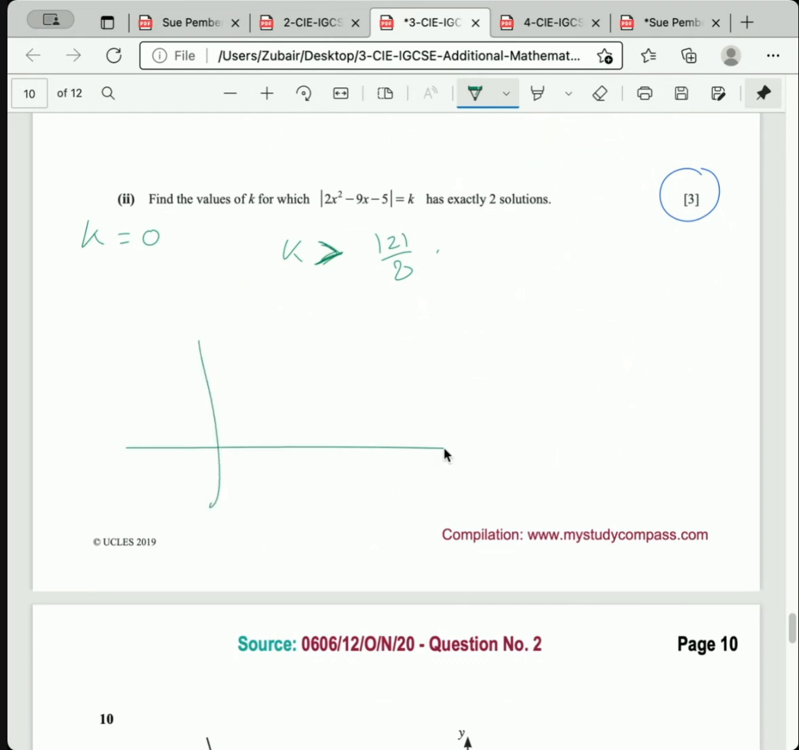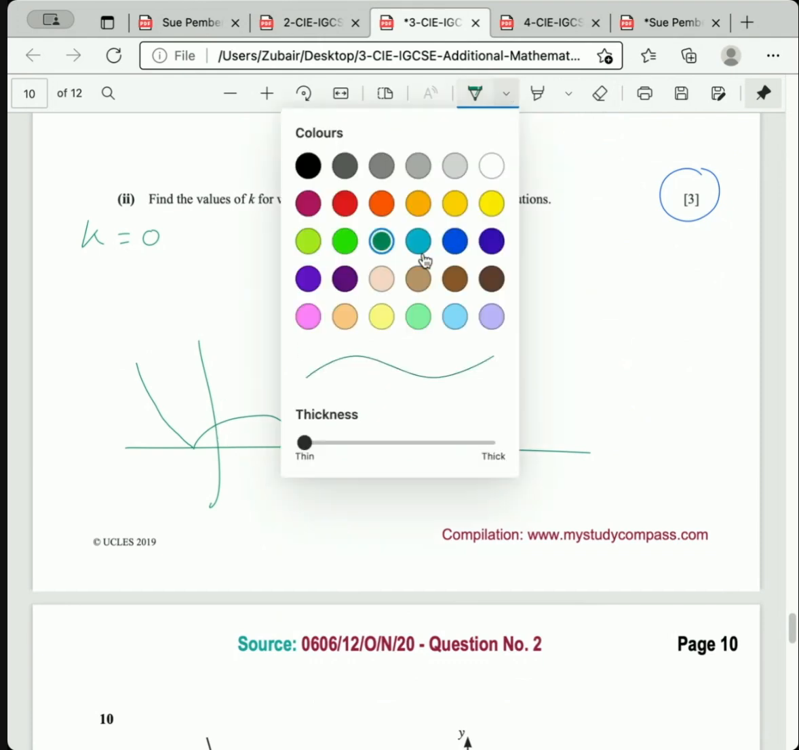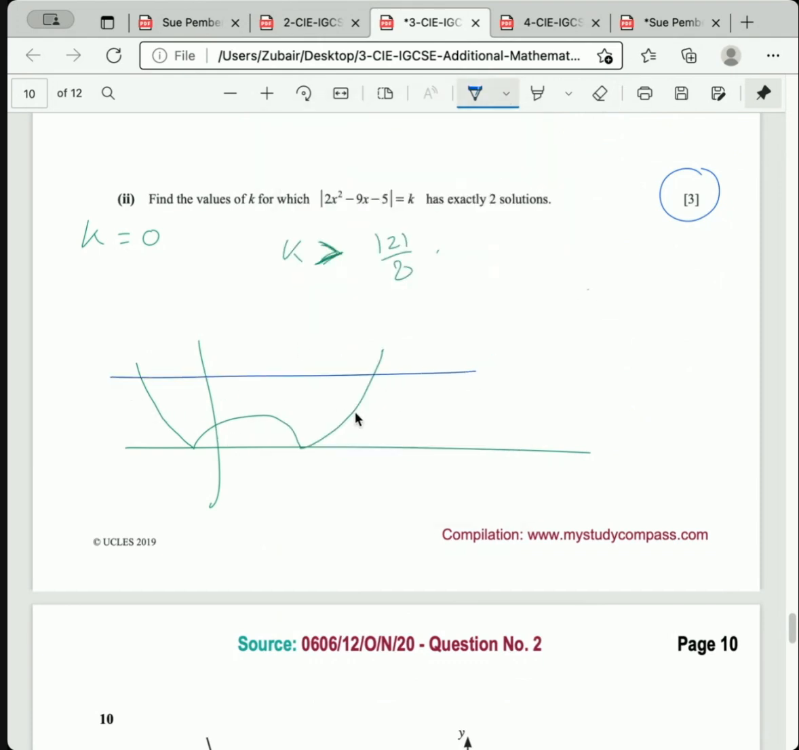Because you are getting this after mod, curve down, bend, curve down. Getting the point at this value, this is only two intersections, but at this value, 121 by 8, the horizontal line has three points between there, and as it goes up there's only two, right? Yeah, above this point. Okay, yes.